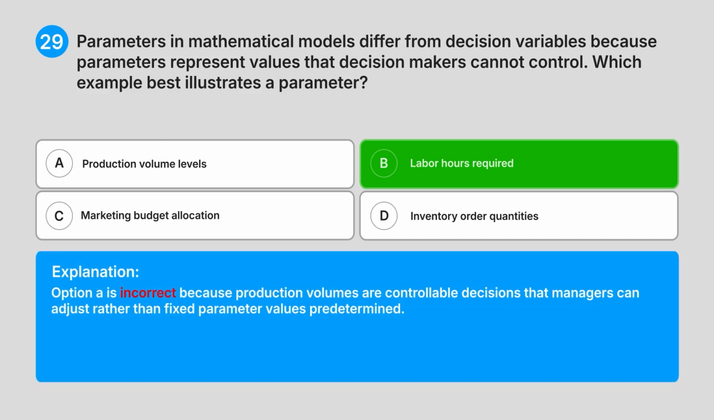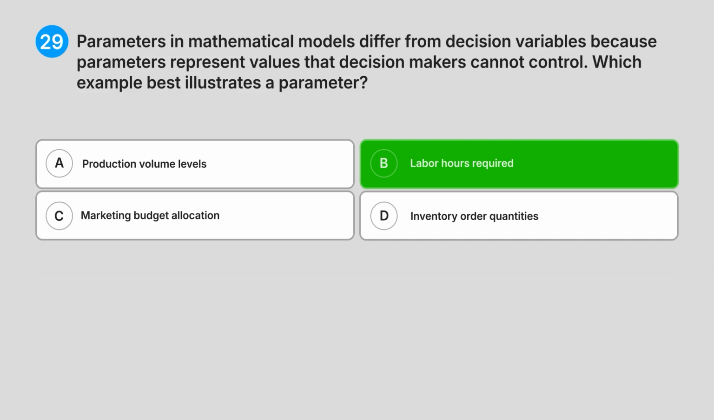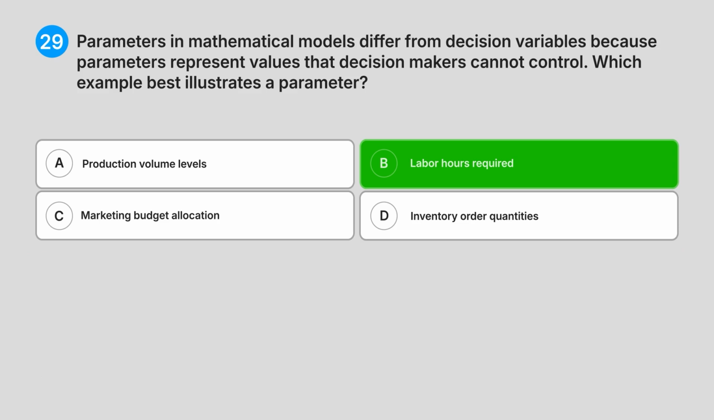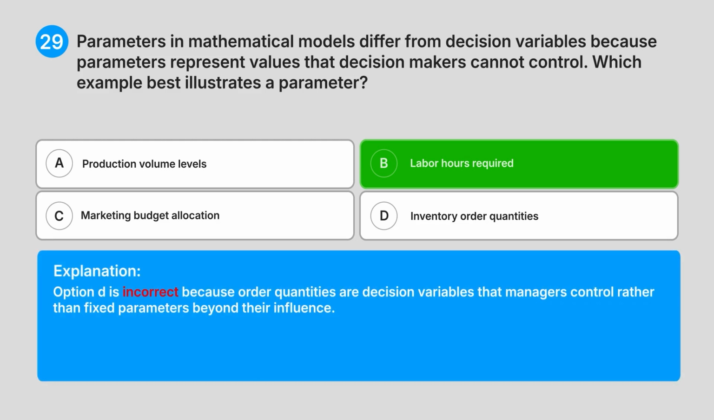Option A is incorrect because production volumes are controllable decisions that managers can adjust, rather than fixed parameter values predetermined. Option C is incorrect because marketing budgets are controllable allocation decisions rather than uncontrollable parameters in business models or calculations. Option D is incorrect because order quantities are decision variables that managers control rather than fixed parameters beyond their influence.